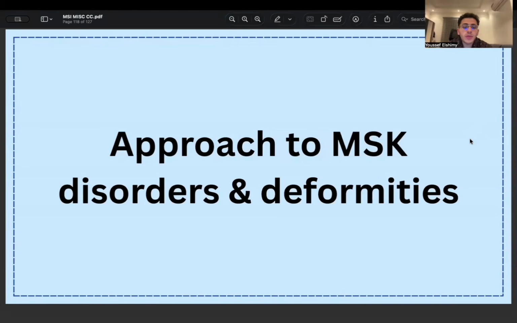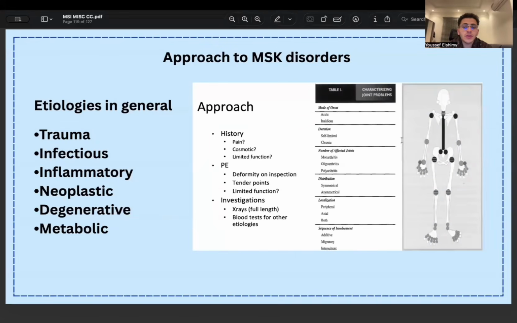Moving on to the last topic in sports medicine, which is approach to MSK disorders and deformities. So, whenever you have an MSK disorder or a patient comes to you with an MSK problem, you have to know the underlying cause or the etiology behind it. So, what are the etiologies in general?